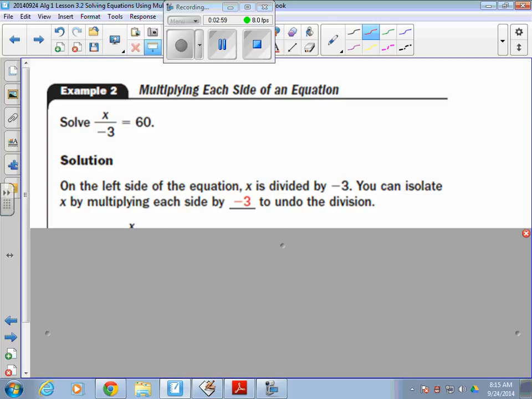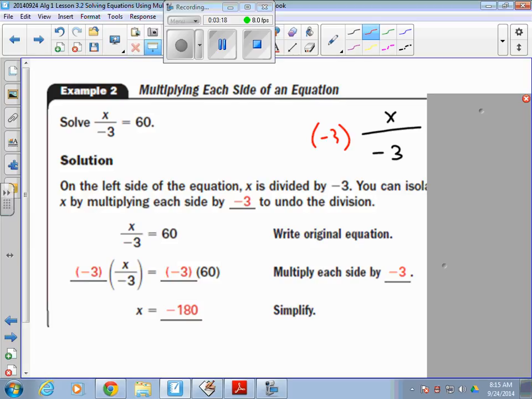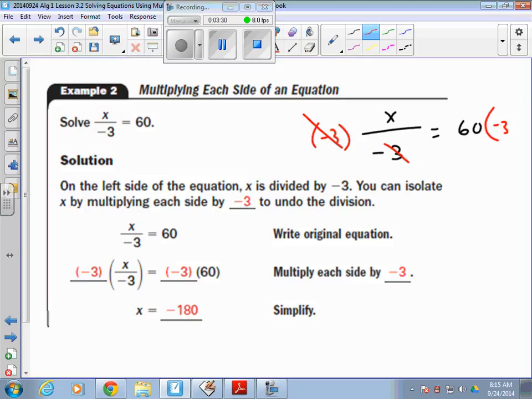Example number 2 is multiplying each side of an equation. Now, unlike the last one, instead of saying something times x, now it says x divided by negative 3 equals 60. Cancel out division of negative 3 by multiplying by negative 3. Again, if you have to look only at one side of that equation, only look at that one side. Figure out, what do I have to do to it to get x by itself? This will cancel out division of negative 3. But since you did it to the left side, you have to make it even by balancing it and multiplying the right side by the same operation. 60 times negative 3 is negative 180.